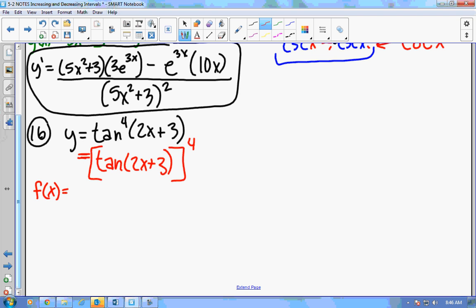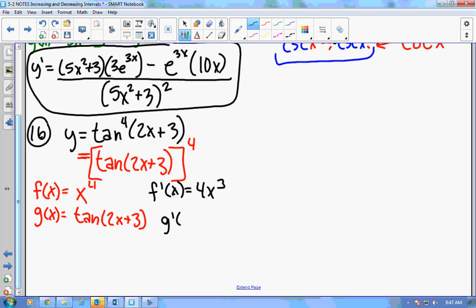What would the f of x function be if I'm thinking chain rule? X to the 4th. Good. It becomes a polynomial. G of x is your stuffing, tangent 2x plus 3. Okay. Rebecca, what's the derivative of f, or f prime? Good. That was too easy, Rebecca, so I need to give you a different one.